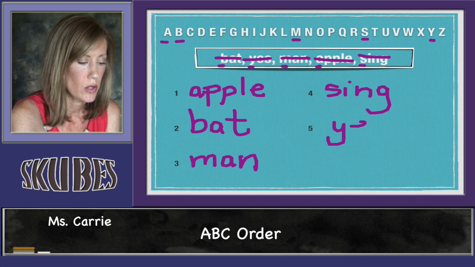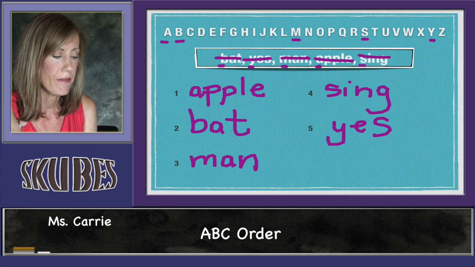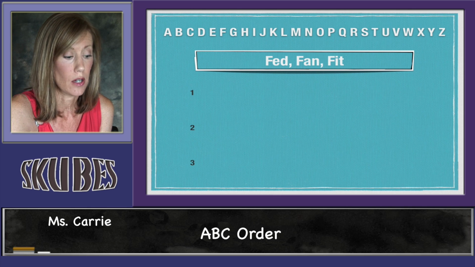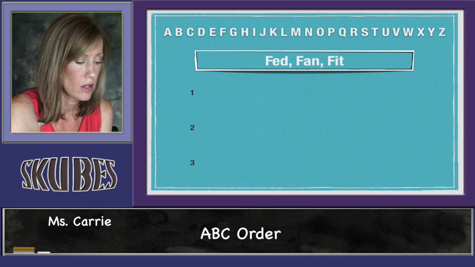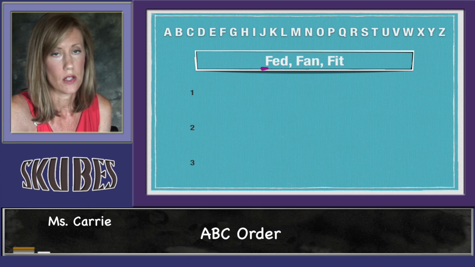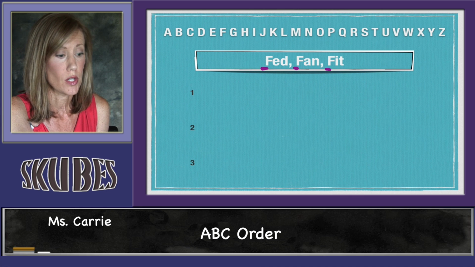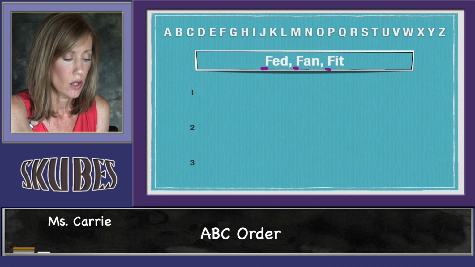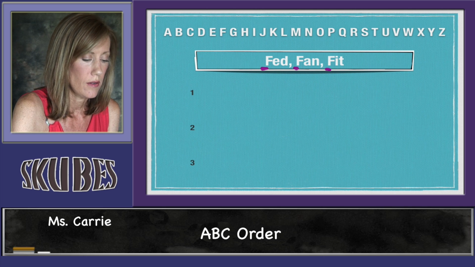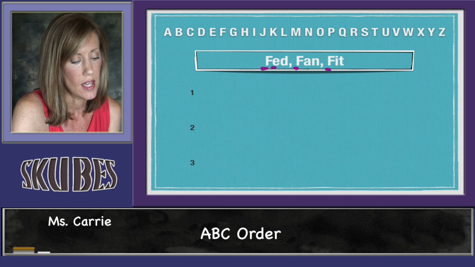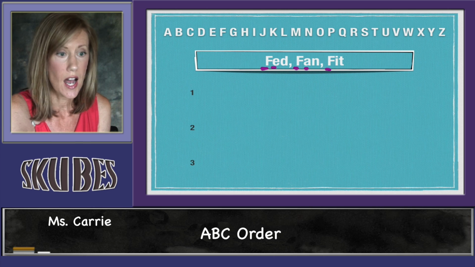Let's look at some more words. We have fed, fan, and fit. Now we have a problem here because they all start with an F. Fed starts with an F, fan starts with an F, and fit starts with an F. So what you do when all the words start with the same first letter is you look at the second letter. So our second letter in fed is an E, the second letter in fan is an A, and the second letter in fit is an I.